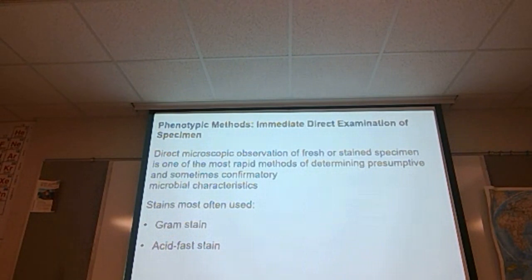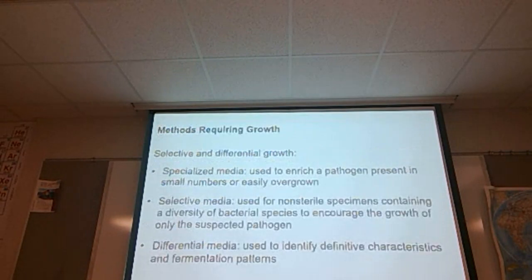Different ways you can directly observe your organisms microscopically. You can do that with fresh or stained specimens. This is one of the most rapid methods of determining presumptive and sometimes confirmatory microbial characteristics. It may only mean that we need to know the difference between is it gram positive or is it gram negative. If that's all we need to know, give me 10 minutes and I can tell you. Is it acid fast or not? Again, give me 10 minutes and I'll tell you. Other types of things, however, may require longer.